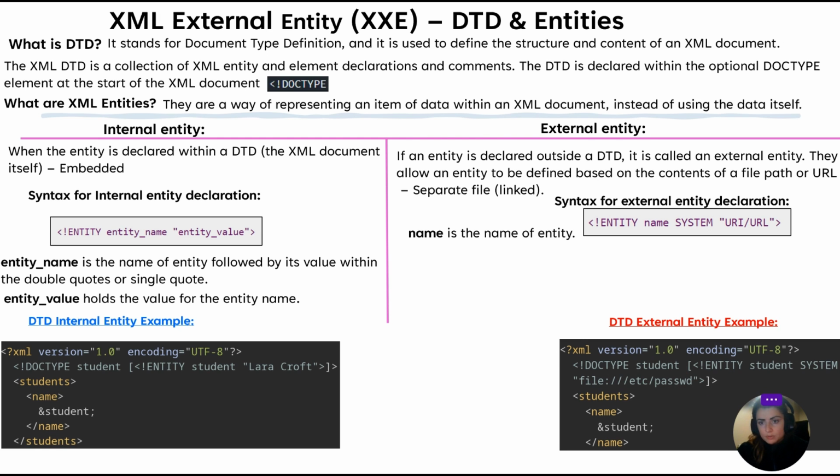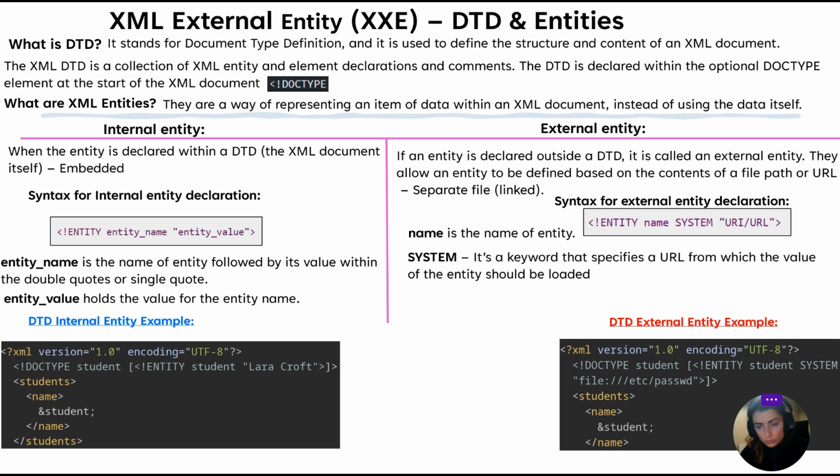So name is the name of the entity, in this case, student, and we have SYSTEM. It's a keyword that specifies a URL from which the value of the entity should be loaded. So here, this is not just a word, it's a keyword that we have to use in this case, okay? It's not something that I made up.